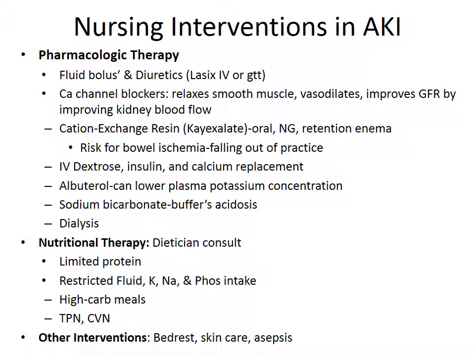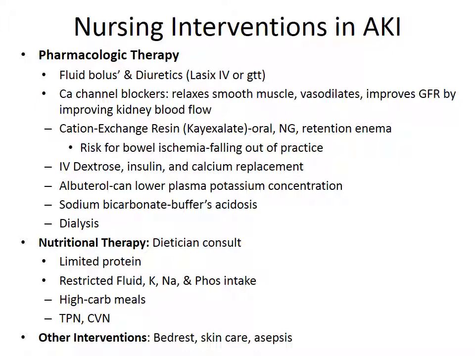Nursing interventions in acute kidney injury. Acute kidney injury is a term that is synonymous with acute renal failure, and it just describes the process that's happening to the patient during this time. Pharmacologic therapy for the patient in AKI includes fluid boluses and diuretics, most often Lasix IV or as a continuous infusion. Calcium channel blockers are given as they relax smooth muscle, they vasodilate, and they improve glomerular filtration rate by improving kidney blood flow. Cation exchange resins, such as Kayexalate, are often used.